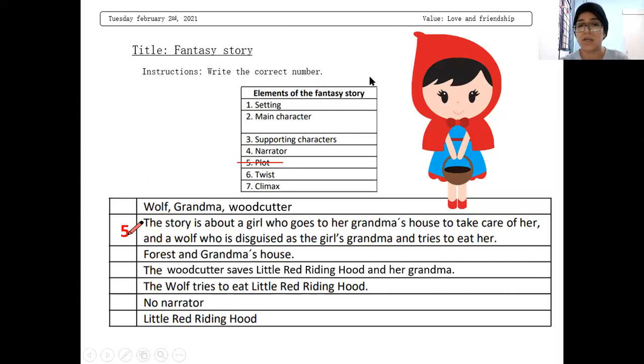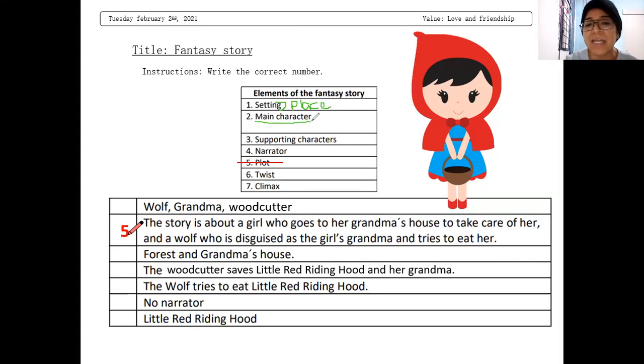Write the correct number. ¿Qué vamos a escribir? The correct number. Recuerda que aquí tenemos 7 elements of the fantasy story. Recuerda que los acabamos de ver hace ratito en el video. Si no te acuerdas, regrésalo. Setting, recuerda que es el place. Place where it happens the story, donde sucede la story. Es el place, recuerda. Setting is the place.